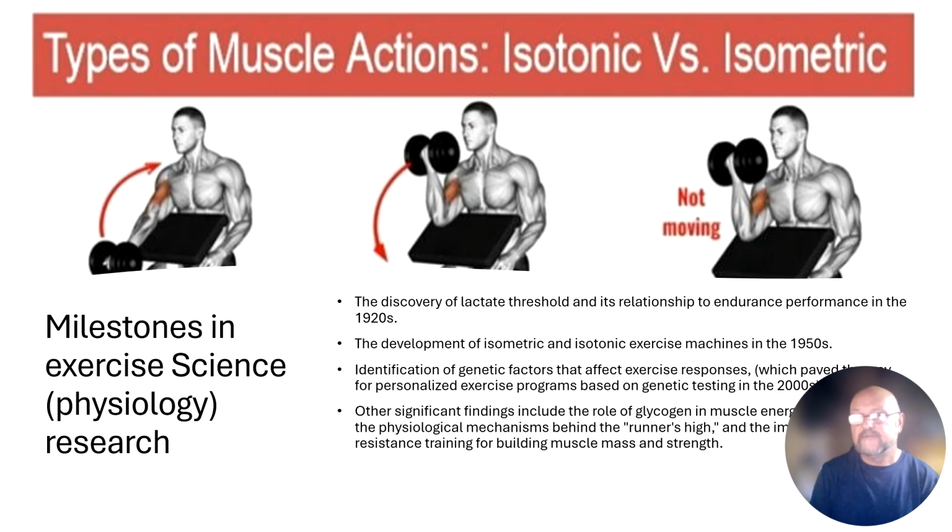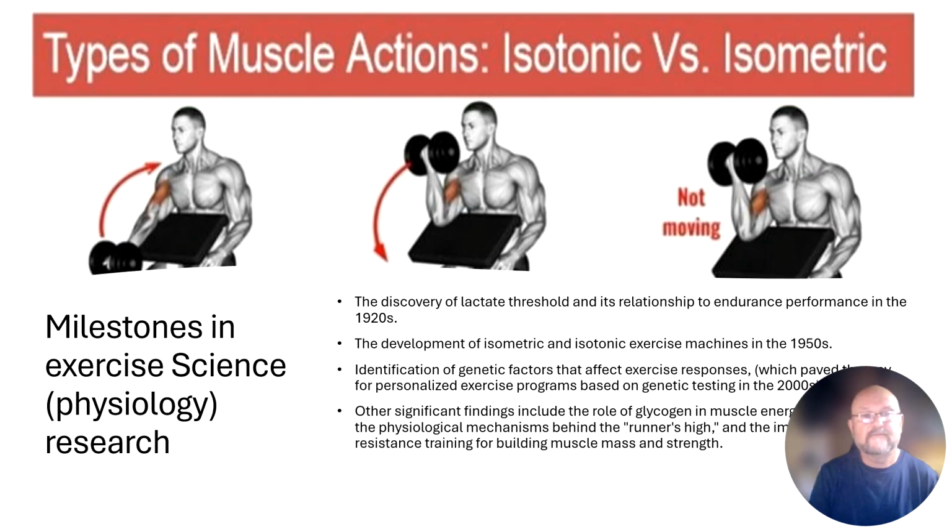In the 1950s, we saw the development of isometric and isotonic exercises. Isotonic is where you have the movements, with the same tone on the muscle, and isometric is where you don't move the muscle itself, but you just hold it in place. And these occurred in the 1950s, and both have a positive influence on the body.